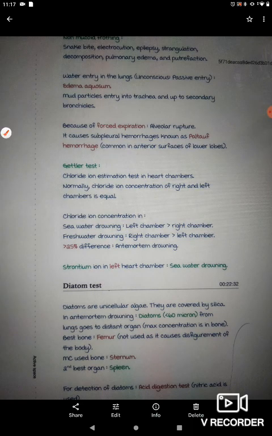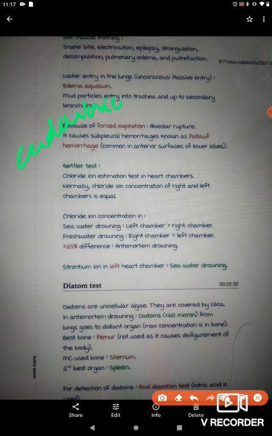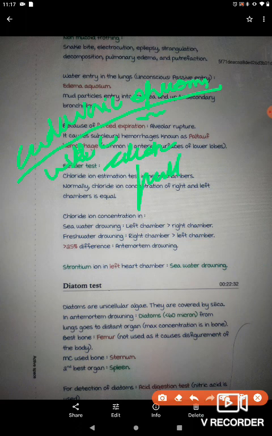First we have seen what happens in antemortem drowning. The postmortem changes: cadaveric spasm, or what we call cataleptic rigidity, can occur. And when they are conscious, white leathery copious mucoid froth will be seen, emphysema aquosum when conscious, and edema aquosum when unconscious. Mud particles are found in the trachea up to the secondary bronchi. Due to forced expiration, alveolar rupture can also occur, and we see Paltauf hemorrhage or subpleural hemorrhage. Non-mucoid froth occurs in snake bite, strangulation, decomposition, putrefaction, pulmonary edema, and epilepsy also.